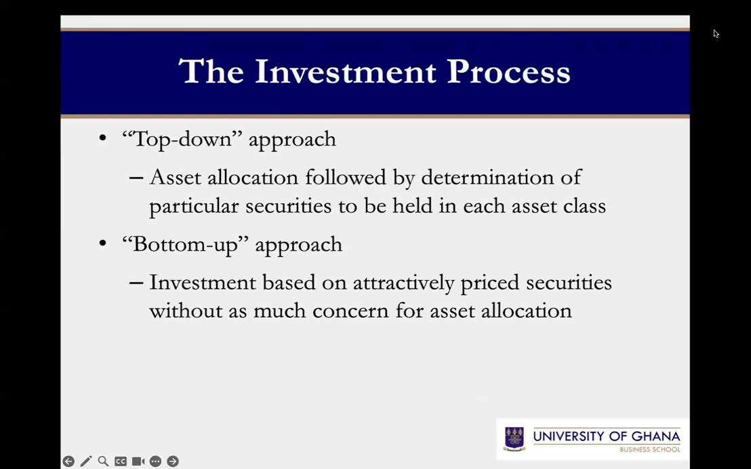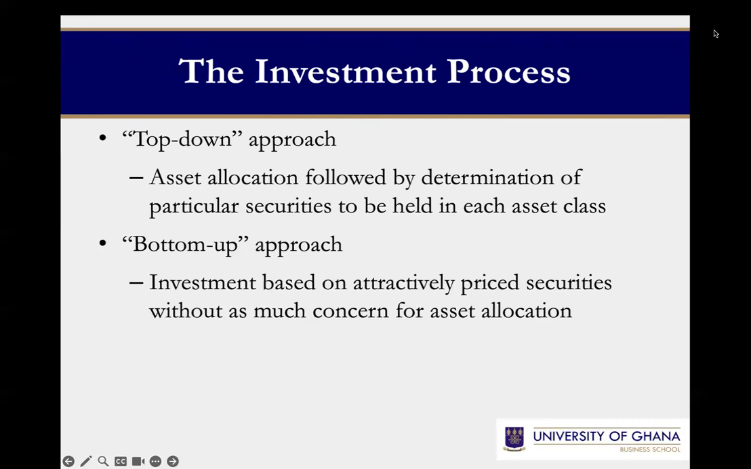Now, the process can actually either be a top-down approach, where we go through the asset allocation, followed by determination of particular securities to be held in each asset class. Or we can do a bottoms up, where we just look for attractively priced securities without much concern for asset allocation. So those are the approaches that can be used.